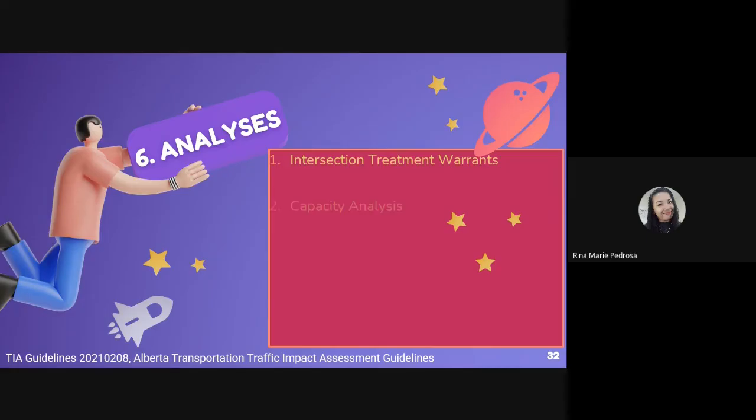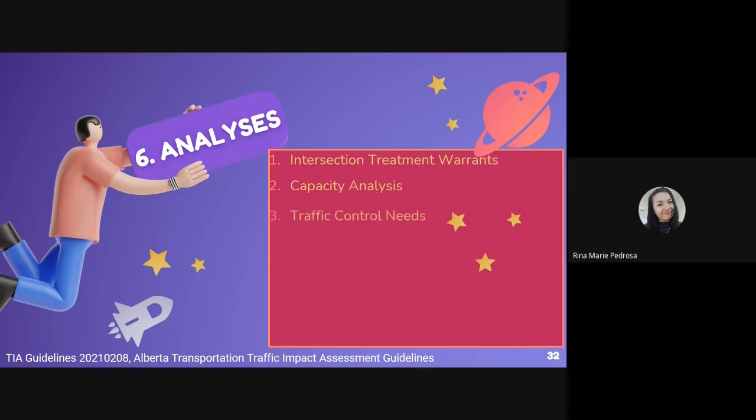So the second analysis would be the capacity analysis. So the TIA consultant shall conduct analysis of traffic volumes, facility capacity, and level of service for each intersection in the immediate area of the development within the study area. Capacity analysis must be undertaken for all traffic scenarios as appropriate, such as signalized and unsignalized intersections, roundabouts, weaving, merging, diverging, queuing analysis, intersection traffic controls, etc., as per the Transportation Research Board's Highway Capacity Manual.